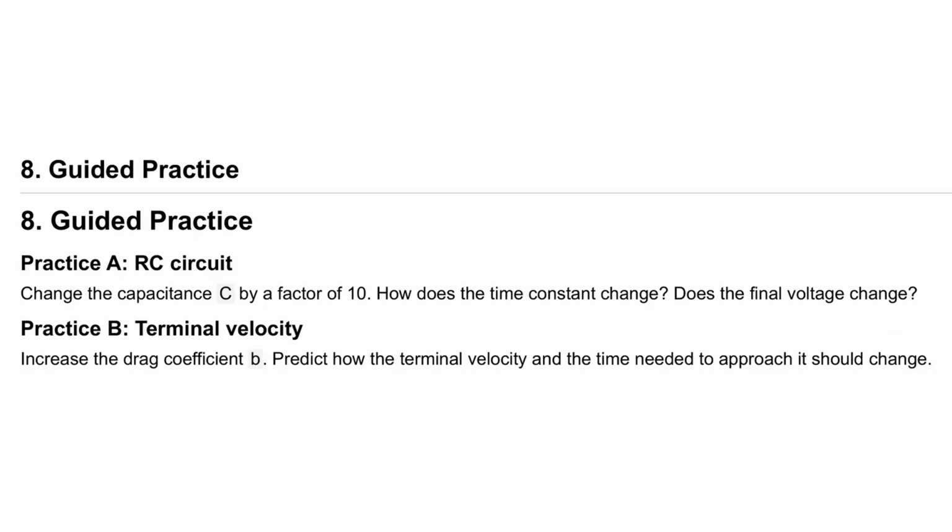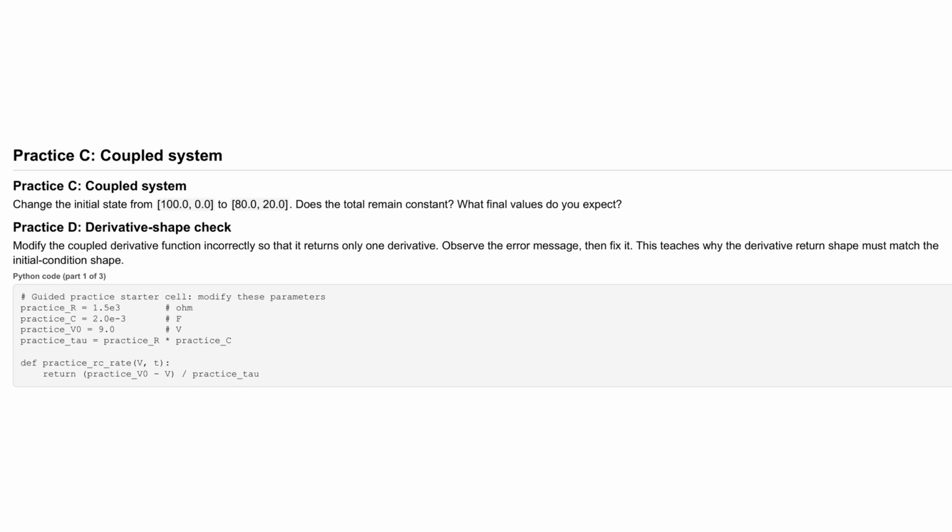For your guided exercises, try tweaking the capacitance in the RC circuit to see how the time constant reacts, or adjust the drag coefficient in the falling body model. You can also experiment with different initial states in the coupled system, or deliberately break the derivative function to see how the solver complains. Here is a starter cell for modifying the RC circuit.